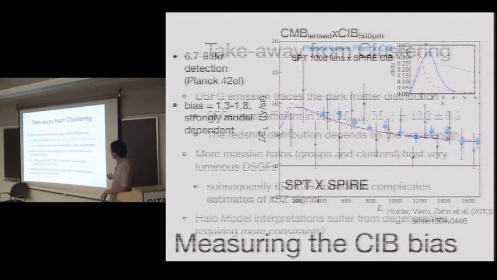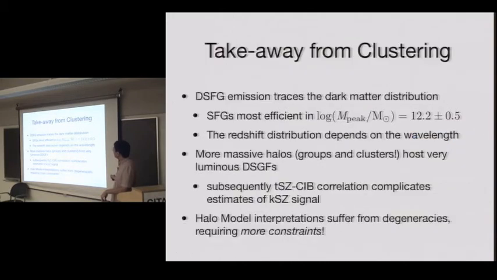The takeaway from the clustering is that the dusty star-forming galaxies, they trace the dark matter distribution. If you only remember that, right? And that the most efficient halo mass for hosting these dusty star-forming galaxies is 10 to the 12.2. But that the redshift distribution depends on the wavelength. More massive halos seem to host more luminous dusty star-forming galaxies, and subsequently this tSZ-CIB correlation complicates estimates of the kinetic SZ signal, which you would like to know for inflation.